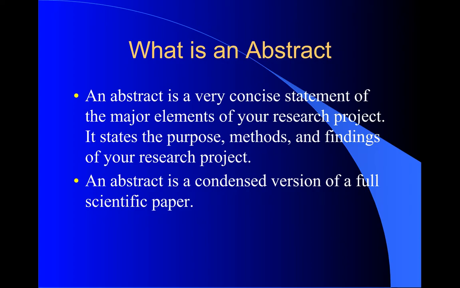So it essentially is a condensed version of a full paper. It states the purpose, the methods, and the findings of your research project. Essentially, what an abstract is used for is it goes in scientific or research databases, so that people who are looking for sources for studies that they're doing have a quick and easy way of going through a bunch of studies and determining whether or not those studies will be useful for their own research. So it makes sense that it is a complete summary of your paper.